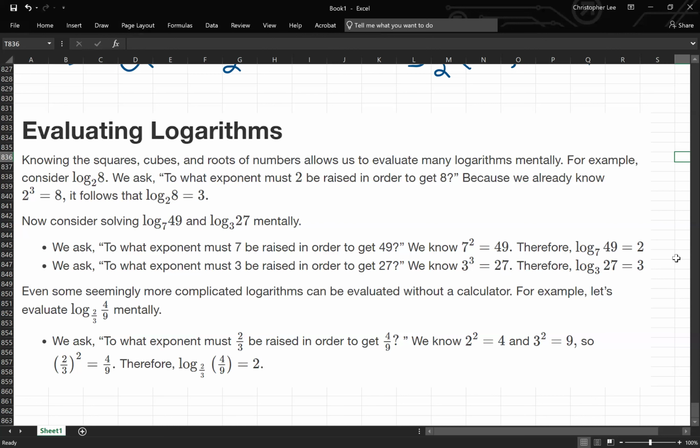Even some seemingly more complicated logarithms can be evaluated without a calculator. For example, say we have log base 2/3 of 4/9, and we want to do that mentally. So we ask, to what exponent must 2/3 be raised in order to get 4/9? We know that 2 to the second power is equal to 4. We know that 3 to the second power is equal to 9. So 2/3 squared is equal to 4/9. Therefore, log base 2/3 of 4/9 is going to be equal to 2.